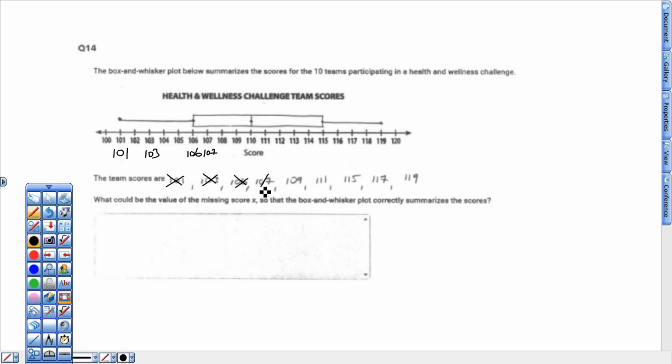Put 109. Put in there 111, 115, 117, and 119. Let me show you how this works. That middle number, that 110 number that we're getting right here in the middle, which is the median of the entire set. I get that by adding these two numbers up and dividing by 2. So if I take 109 plus 111 divided by 2, that's where I get 110 in the middle.